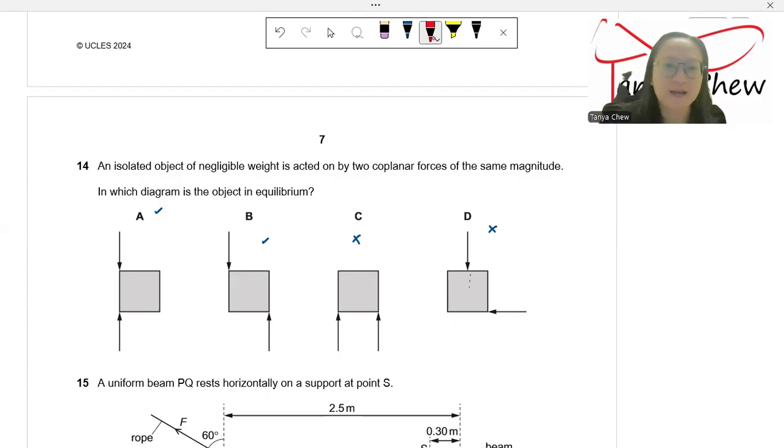Let us look at B. It seems like these two forces of the same magnitude act in opposite directions, and they are separated by a distance. It seems like these two forces of B make a couple. A couple will produce a pure turning effect. It will never produce equilibrium. B cannot be the answer, therefore A is the answer.